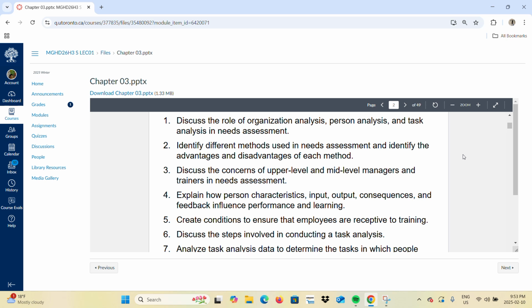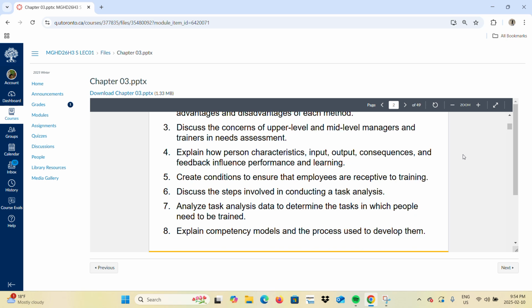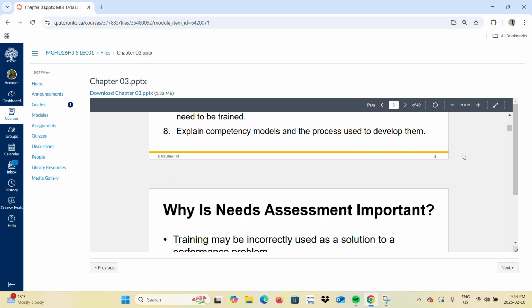Explain how person characteristics, input, output, consequences, and feedback influence performance and learning. Look at creating conditions to ensure that employees are receptive to training. Discuss the steps involved in conducting a task analysis and analyzing task analysis data to determine the tasks in which people need to be trained. Explain competency models and the process used to develop them.